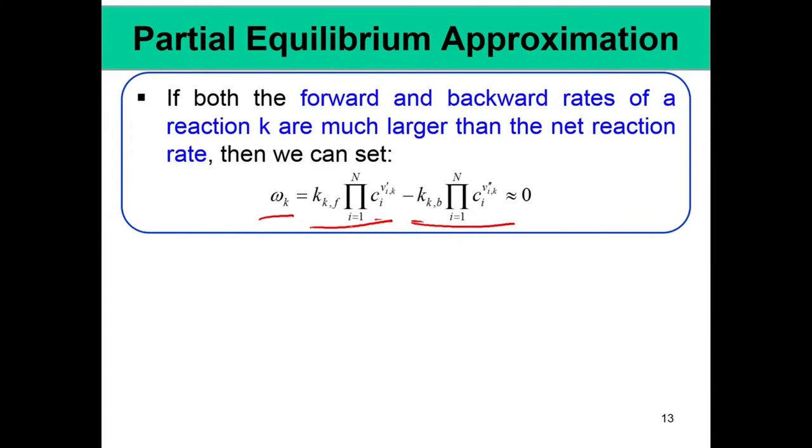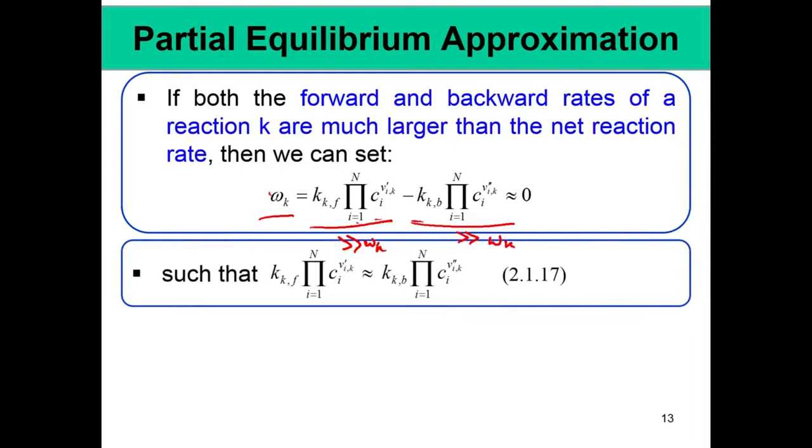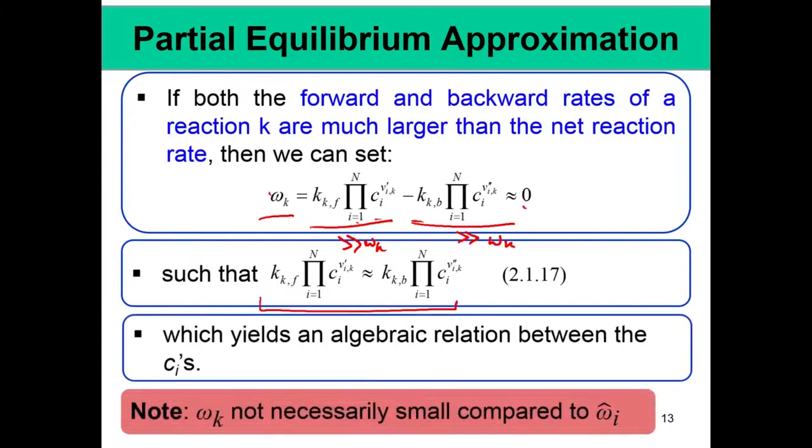So, this is the consequence of this, and once again you see that we can get an algebraic relation between the species concentrations in this form. Once again, it does not mean that omega K is necessarily small compared to any given rate of change of species concentration or any other reaction rate. Okay. It is only applied in this particular context. Example. This is a generic example. We will actually come to actual examples when we use the QSS approximation and the partial equilibrium approximation very soon.